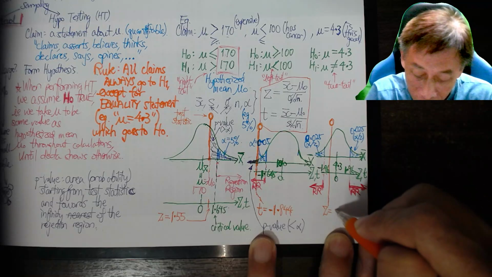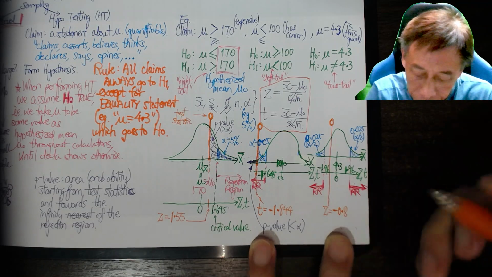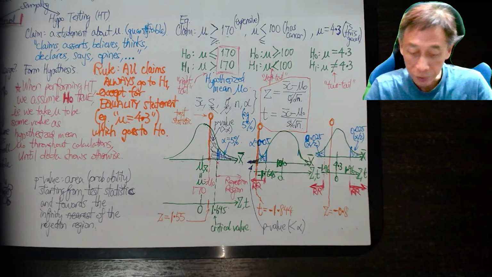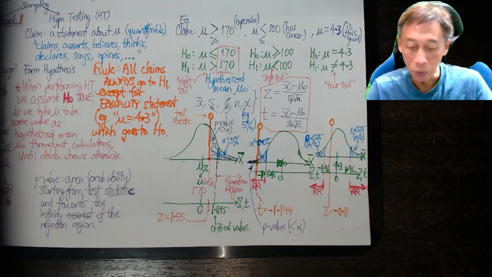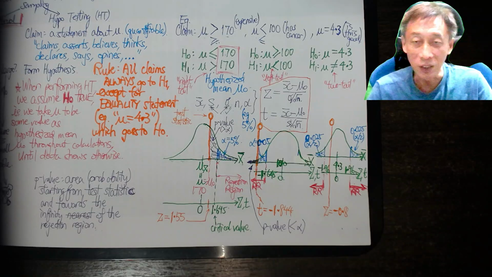This will have to be a negative number, negative 0.8. Okay, so, okay, negative 0.8. Now what? Now what? Okay, what to know the p-value, you see we have a difficulty here.